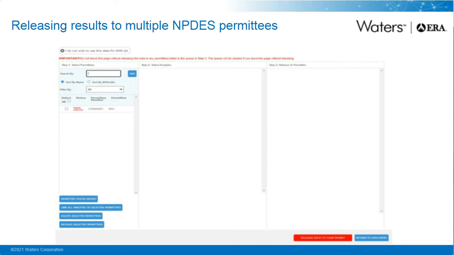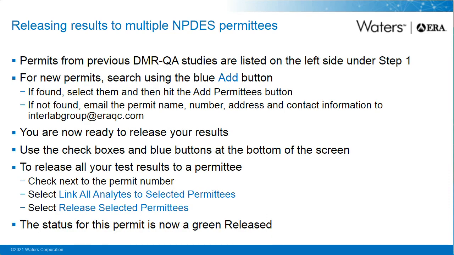Otherwise, you always start over on the left under step 1. Depending on your requirements, you may be able to do everything on that step. Otherwise, you'll proceed to step 2 in the middle, and then step 3 on the right to complete the process. Now, permits from previous DMR-QA studies are on the left side under step 1. For new permits, search using the blue Add button.